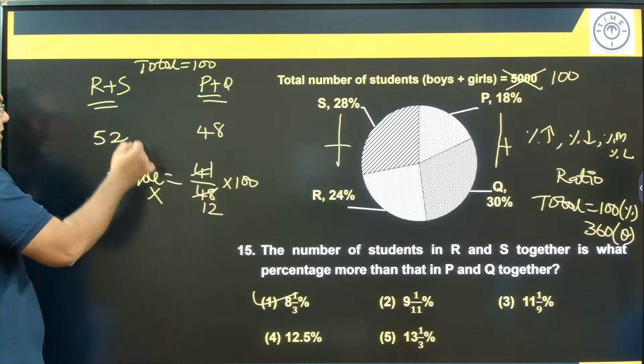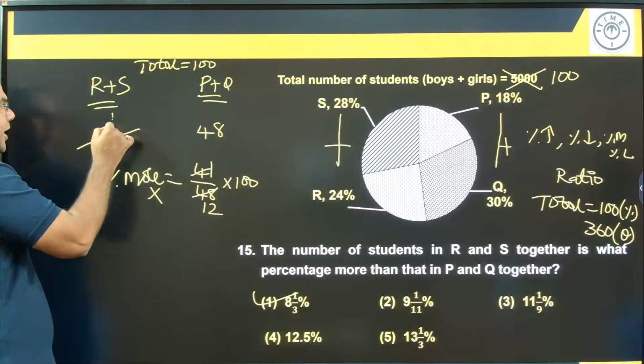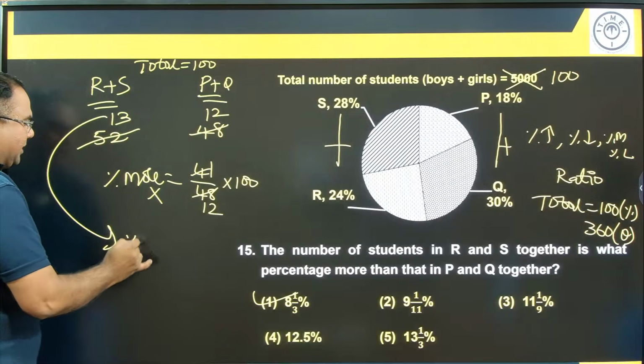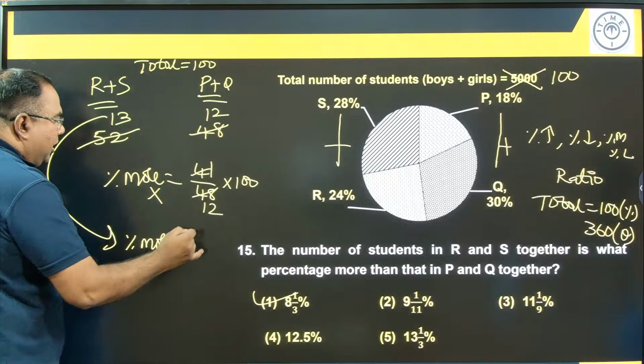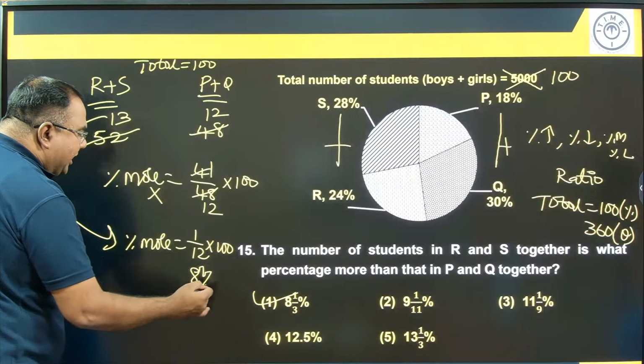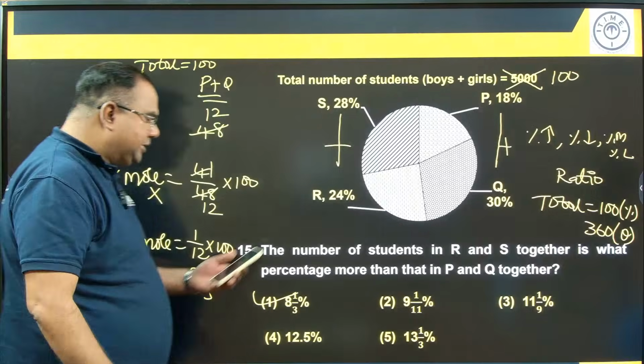Or you can also do like this. See, you want to cancel out the common factor. 4 13s, 4 12s. It is still more easy. 13 is what percentage more than 12? Difference 1 by smaller value 12 into 100. Without even calculating, I can say 8 1 by 3% should be your answer.